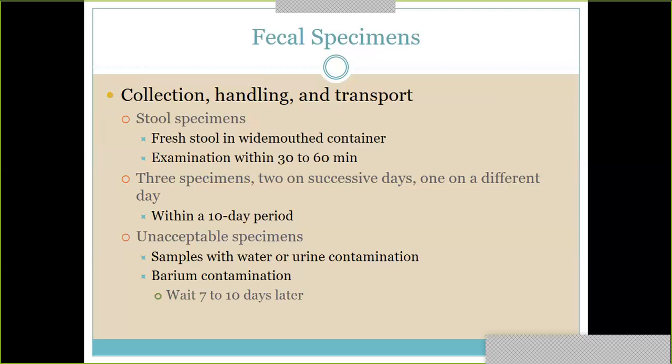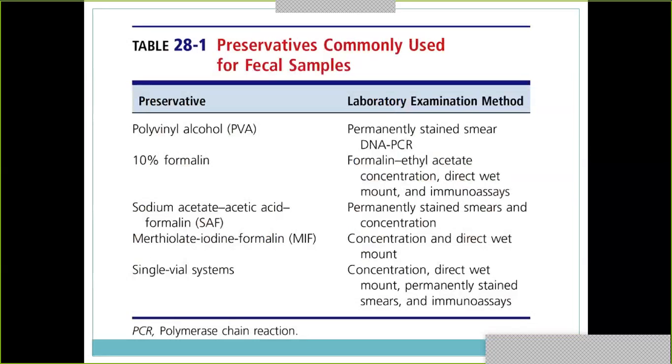So with stool samples, fresh stool in a wide mouth container, we want it examined within 30 to 60 minutes. Typically, we want several samples. 3 specimens throughout a 10-day period of time is ideal because that gives more probability of finding a parasite if it is there. We can preserve that fecal sample if we cannot look at it within the 30 to 60 minute window. A lot of times those containers they hand out for the patient to collect stool cultures and O&Ps already have preservative in them, so it doesn't matter if they don't return it right away. It's preserved for later on.